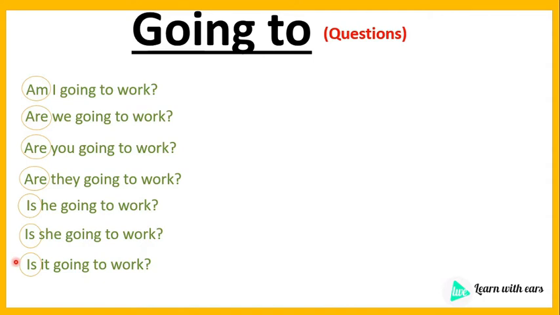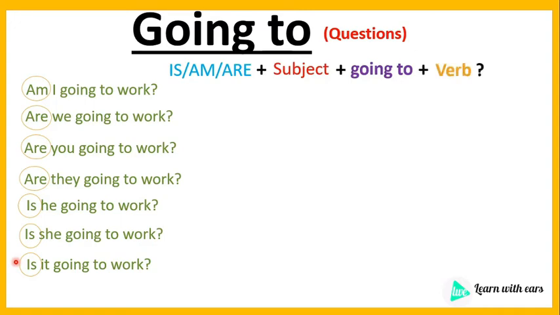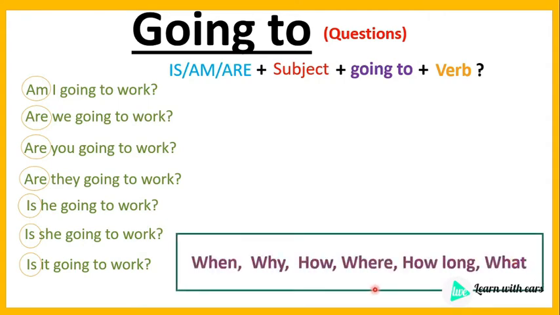Okay? So for asking questions, first we use is, am, are, then we use the subject, after that we use going to, and the verb with a question mark. Okay? To make questions with going to, we can also use question words. Okay? When, why, how, where, how long, what, etc. So the first question is, when are we going to work? Are we going to work is also a question, but when we put any question word first, we have to give additional information in the answer.